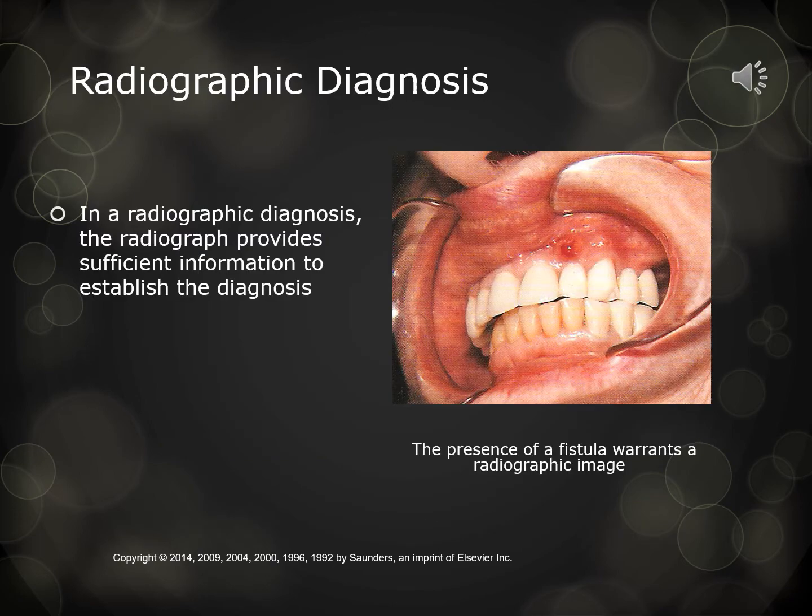In this picture, we're looking at the presence of a fistula that's warranting a radiographic image. You can see above the lateral a bright red nodule. The radiograph will show information about the apex of the root and if there is a lesion around it.